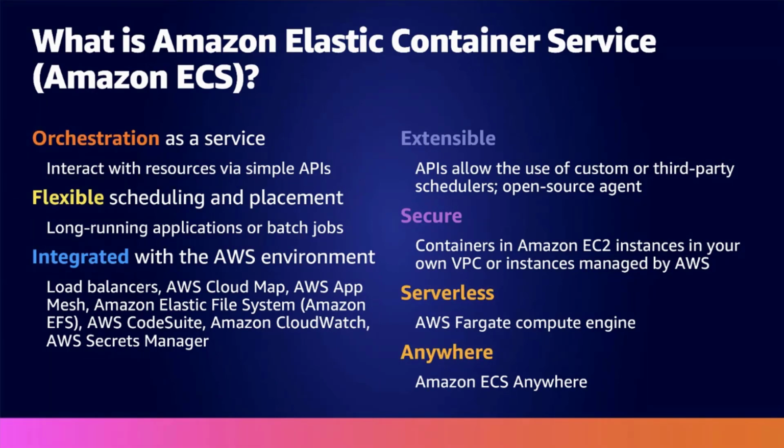It's extensible. It has APIs that you can talk to, and you can, of course, have third-party integration with. It's secure. Security is woven into the very fabric of everything that we do at AWS, and that's no different with ECS. We build in your own VPC so that your containers are running inside your private network.